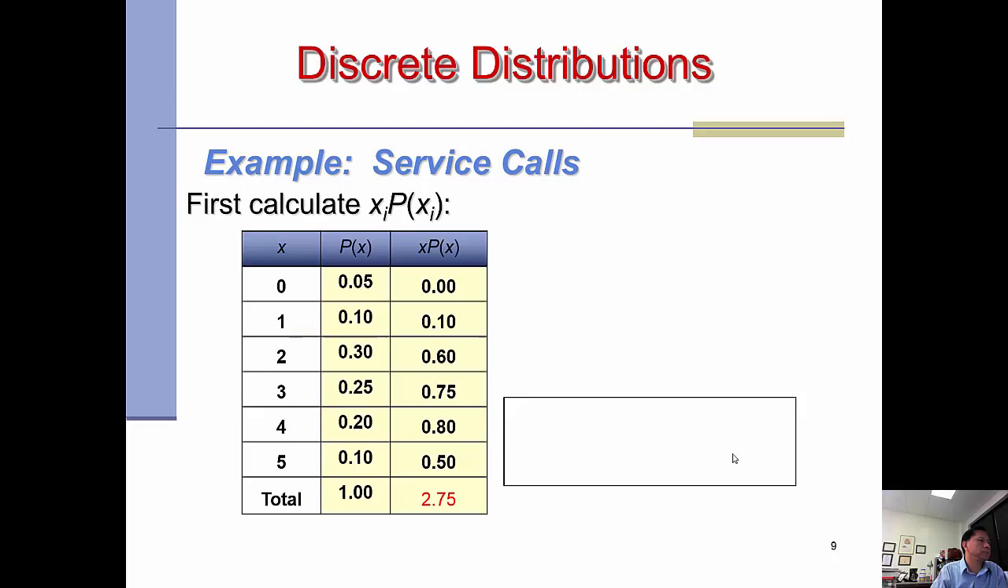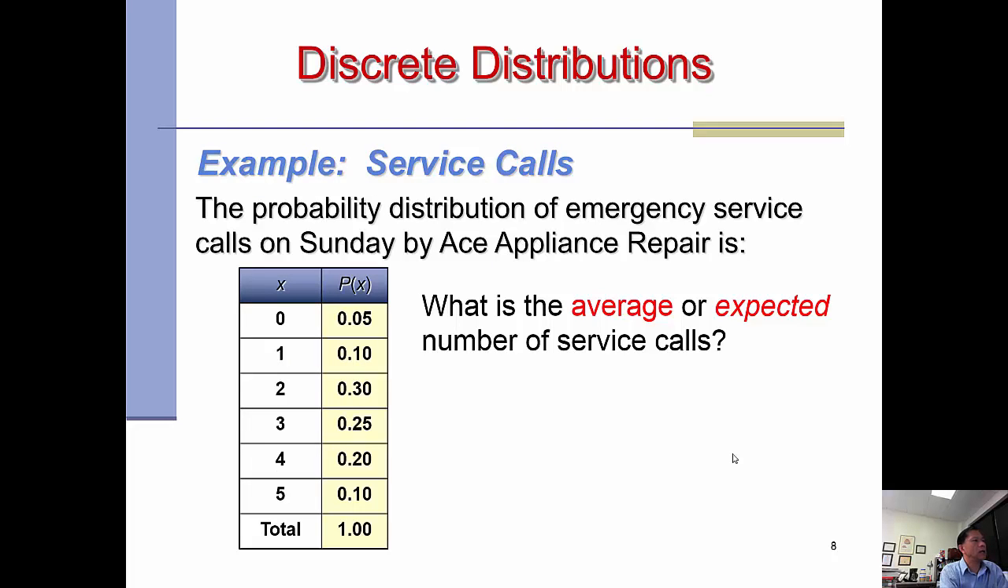That's service calls in this appliance repair shop, Ace Appliance Repair Shop. The probability distribution of emergency service calls on Sunday is like this. Basically, there is a 0.05 probability, or 5% chance, they will get zero service calls on Sunday. There's a 10% chance they get 1 call, 30% chance they get 2 calls, 25% chance they get 3 calls, 20% chance they get 4, and 10% chance of getting 5 calls.